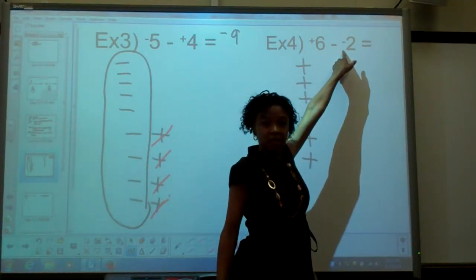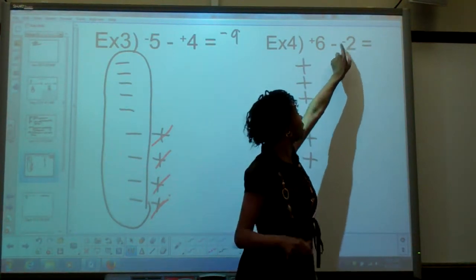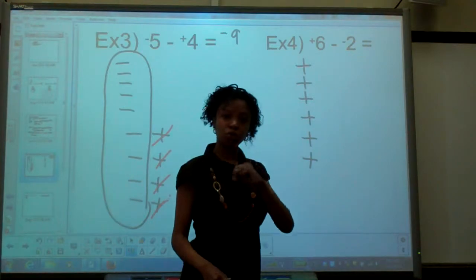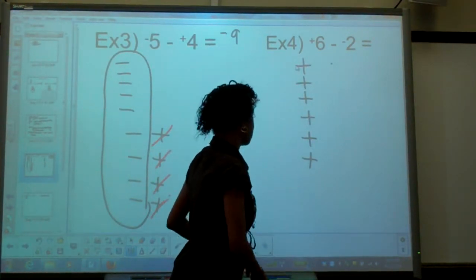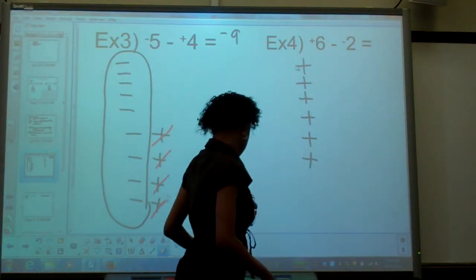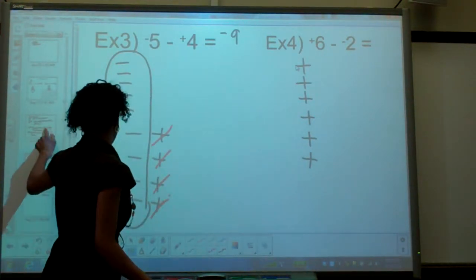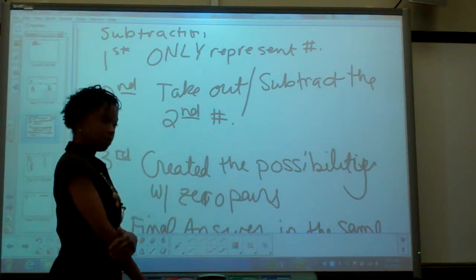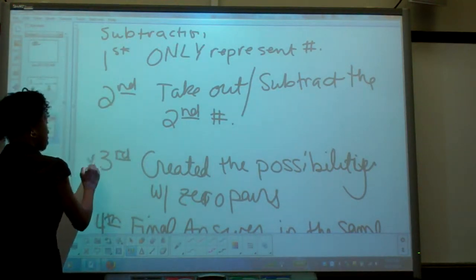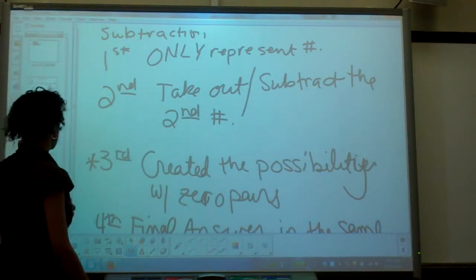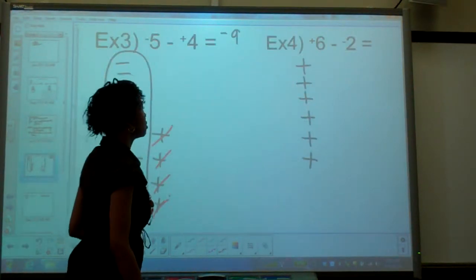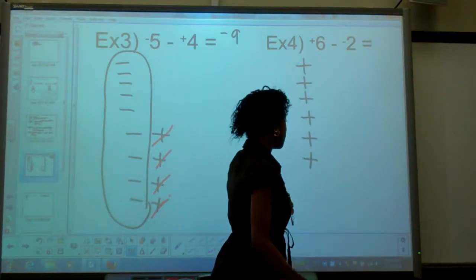And it says second step is to take out the second number. So we're going to subtract 2 negative 2s. Well, I can't take out 2 negative 2s. They aren't there. There's no 2 negatives. So what's the third step? When they're not there, I'm going to create the possibilities. This is a start because sometimes you won't need to do this third step. Create the possibilities with the 0 pair.